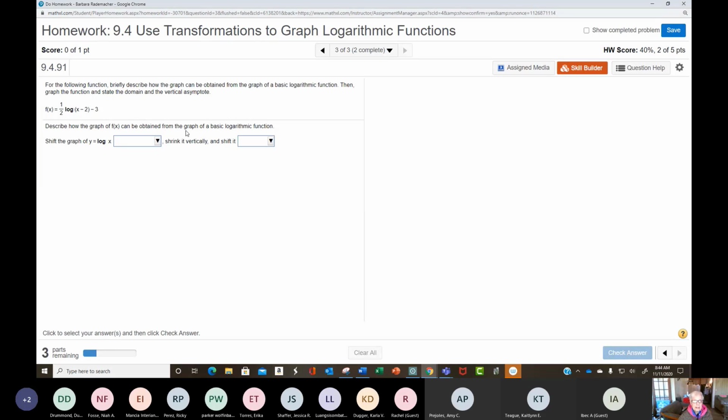Describe how the graph of f of x can be obtained from the graph of the basic logarithm function. Shift the graph of y equals log x, so they're giving it to you, 2 units to the right. That's the horizontal shift. Shrink it vertically, and then shift it 3 units down. Down 3 units.